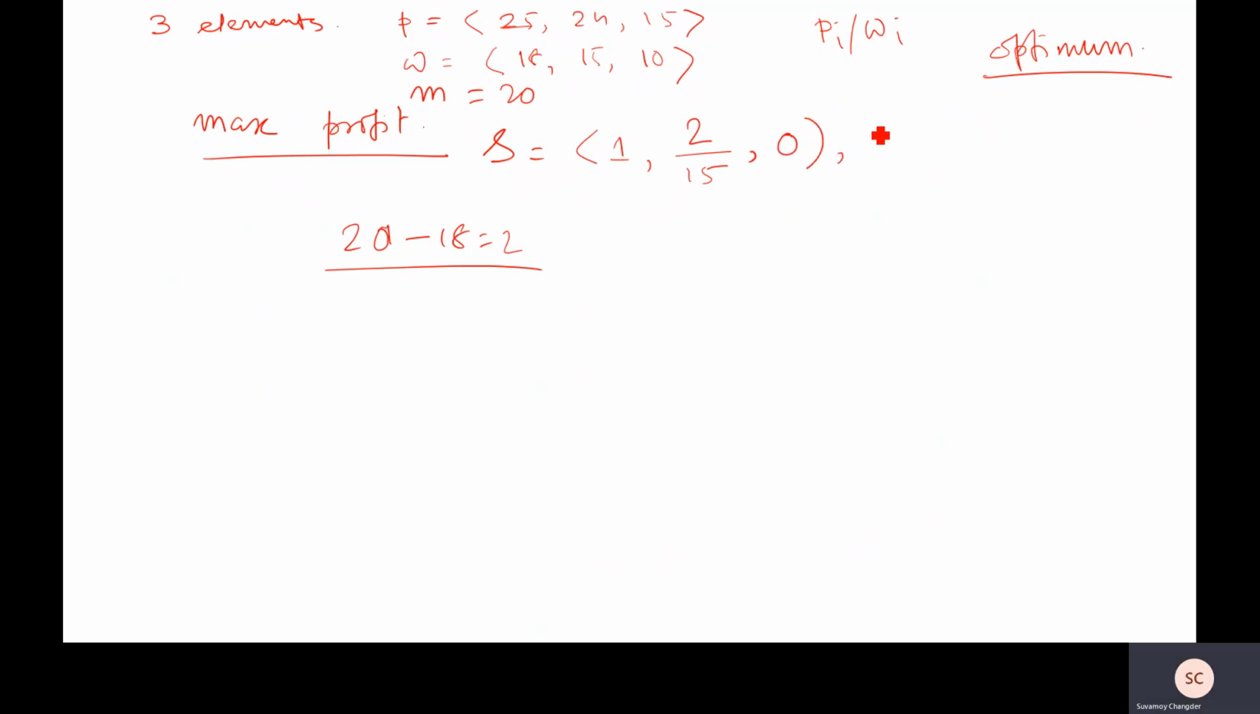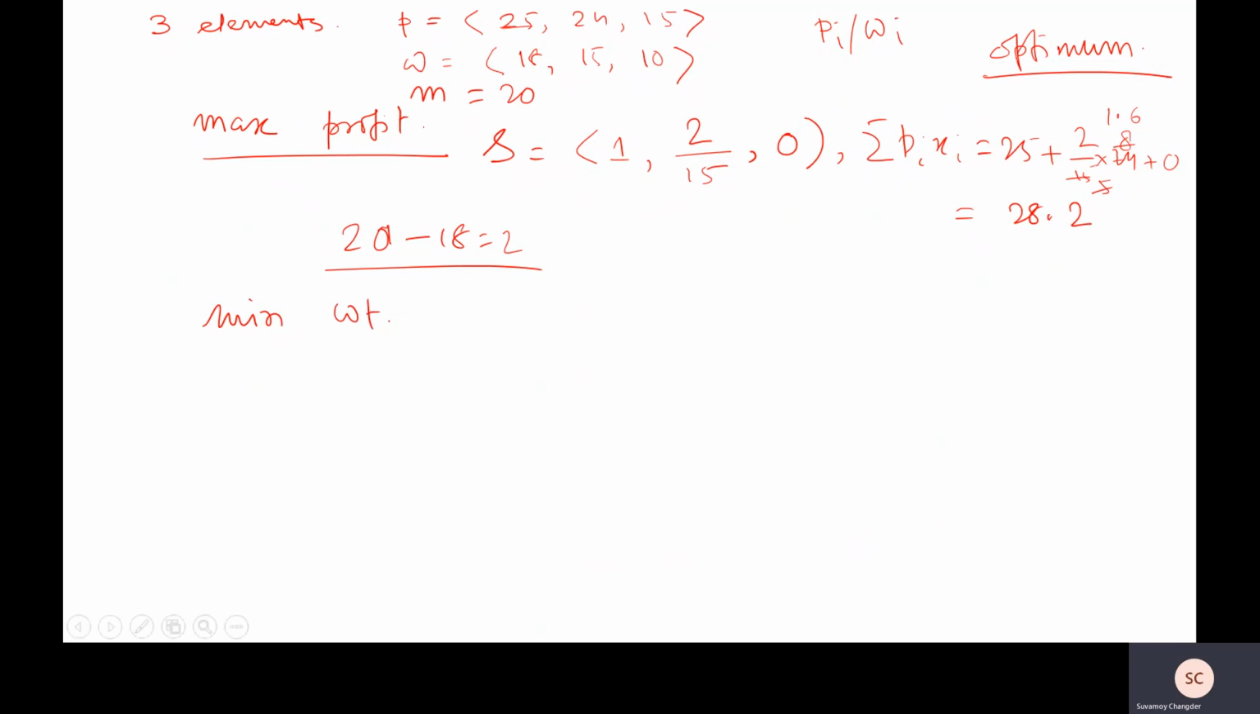So from here, if we compute the sum of Pi xi, then what will we get? 25 plus 2 by 15 into 24 plus 0. So that is 3.2, that is 28.2.